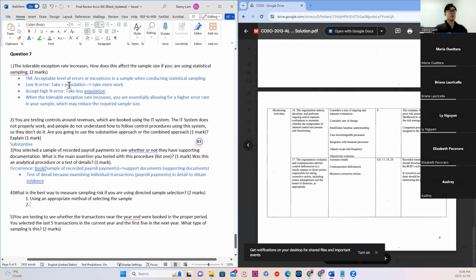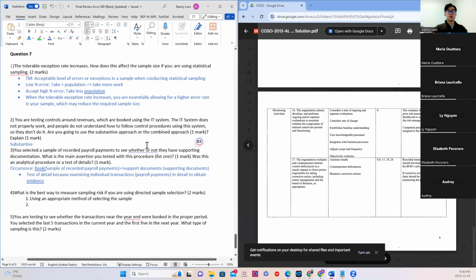So what did I play with? Like, what's my Y value? So I would take plus population, take less population. I'm trying to get either a high percentage of error or a lower percentage of error to reduce my sampling risk.